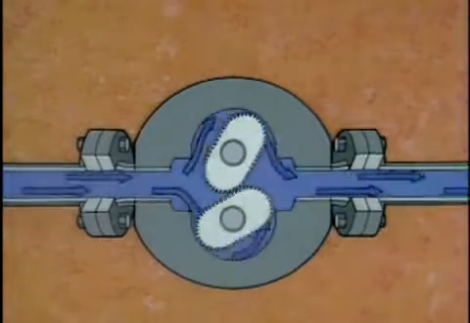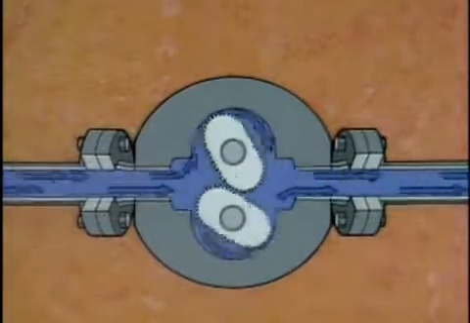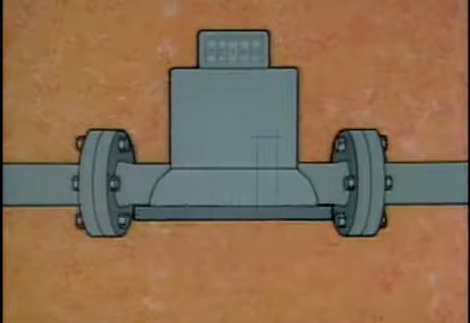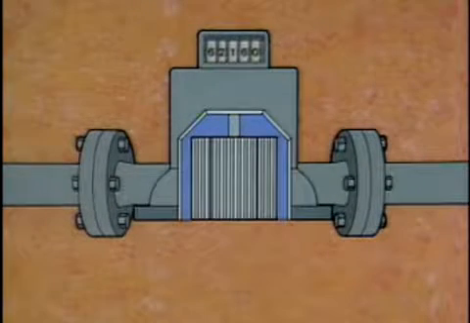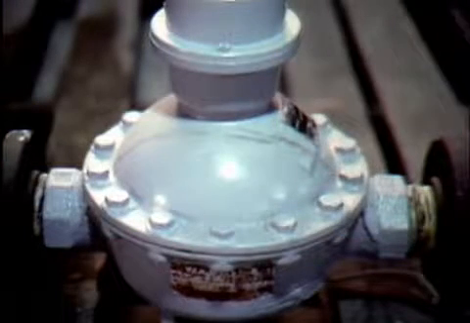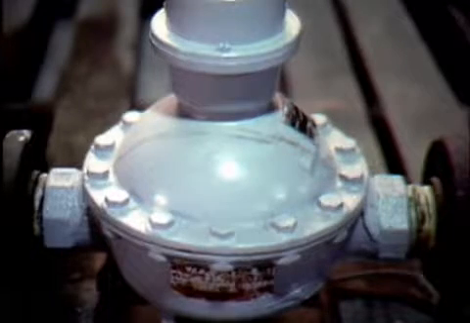If the flow increases, the gears speed up, but they still pass the same precise amount of fluid along with each rotation. A counter mechanism counts each rotation of the gears to determine the total flow of fluid through the meter. Another example of a flow meter that measures flow directly is this nutating disc meter.